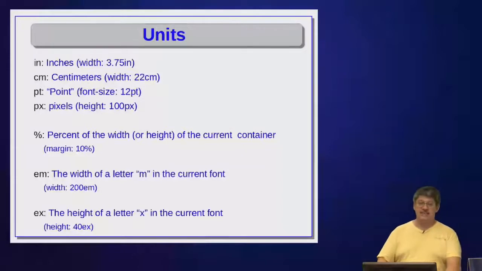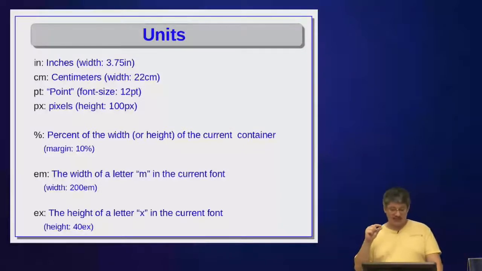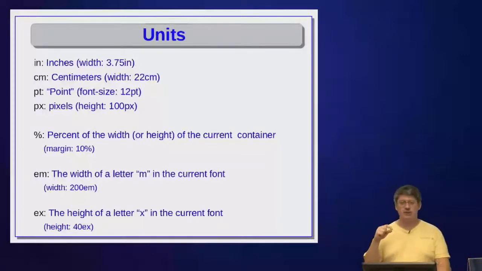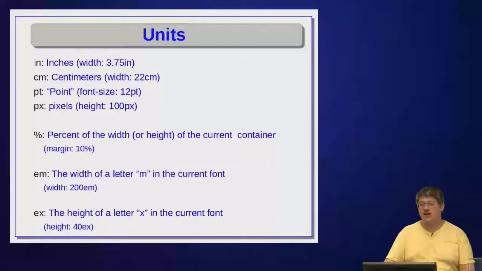Another unit is the X. That's the height of an X in the current font. I think they picked the M because it's the widest letter. I'm not sure why they picked the X. I think either it's the smallest letter or it's a convenient size because it's exactly the height from the baseline to the midline of your font. But at any rate, M and X are supported by CSS3.